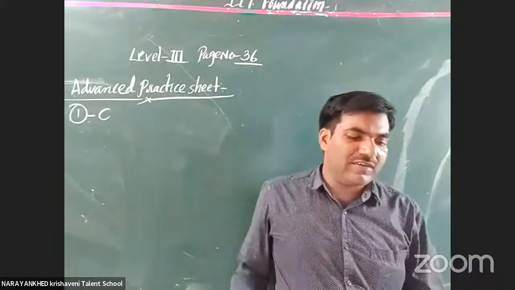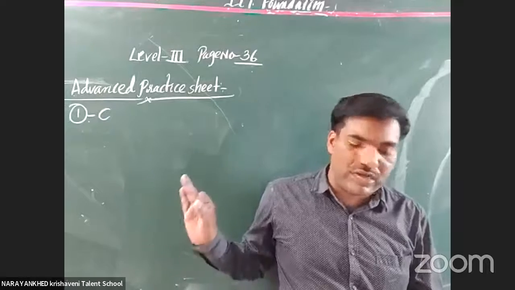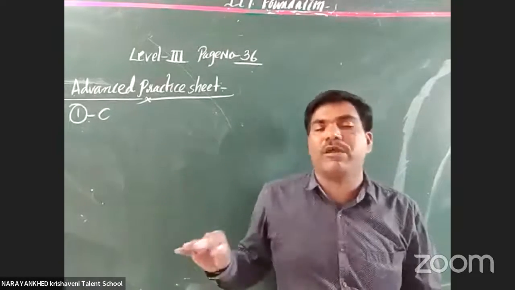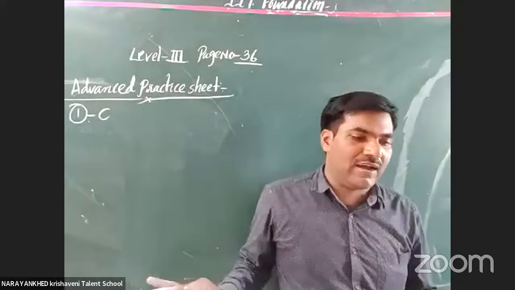Whatever they gave in the assertion is correct. A physical quantity which does not simply follow the algebraic rules is called a vector. In case it follows simple algebra, it is called a scalar. What is it called? A scalar. Okay.